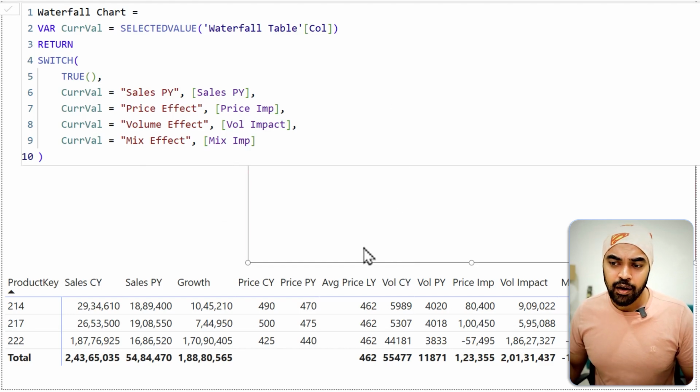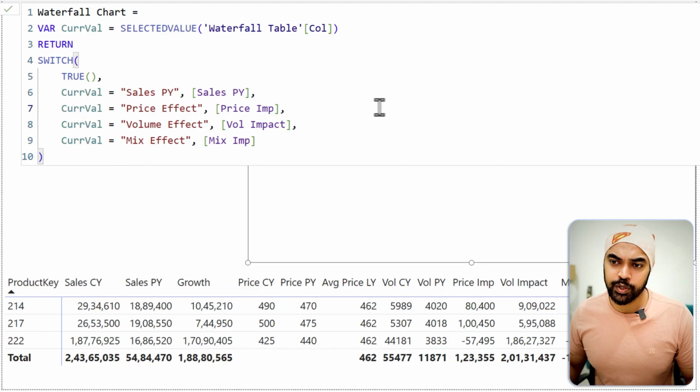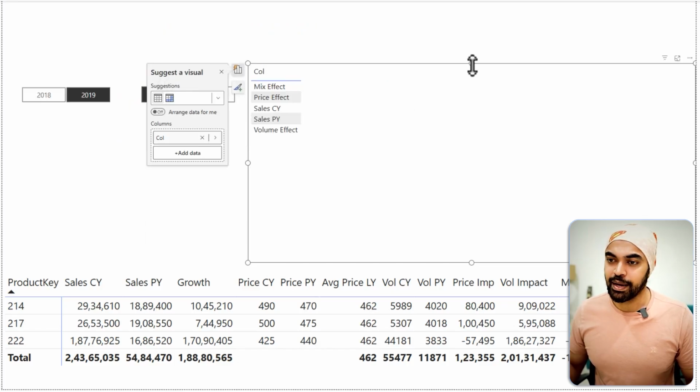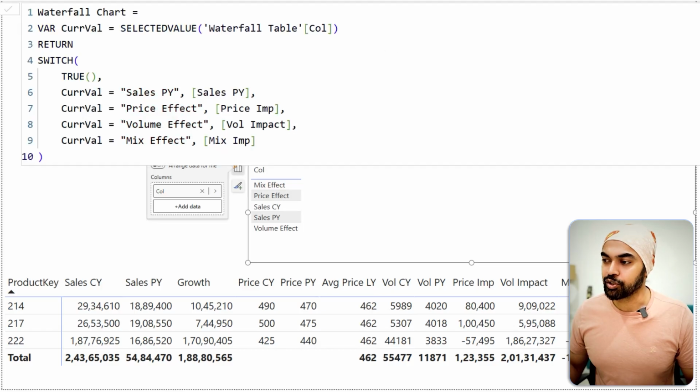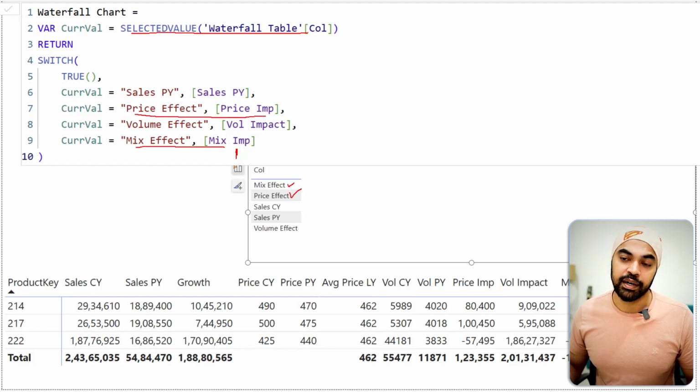I'm saying that, hey, why don't you take a look at the horizontal axis? At the moment, it's not visible. So I'm just going to switch it back real quick to a table so that you can see it. I'm going to now show you the measure. And the measure says something like this. It says, why don't you take a look at whatever is currently visible? And if mix effect is visible, then you can just write this particular mix impact calculation. If price effect is visible, then you can write this particular calculation, so on and so forth. And that's a very, very simple calculation.